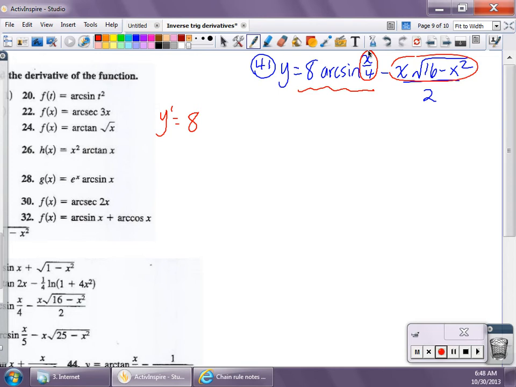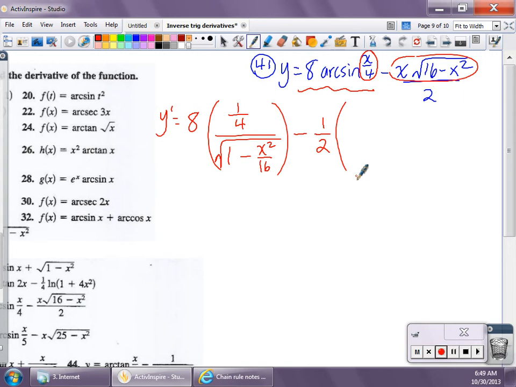So I'll have 8. I'll just leave that out front for right now. 8 times 1/4, that's my derivative, over the square root of 1 minus u squared, which would be x squared over 16. So inside of the parentheses is the derivative of the arc sine term. And then I'll clean that up in just a second. In the second term, I have minus, and I see the product rule. I'm going to take the 1/2 and pull it out front. And again, I'm going to put a parenthesis.